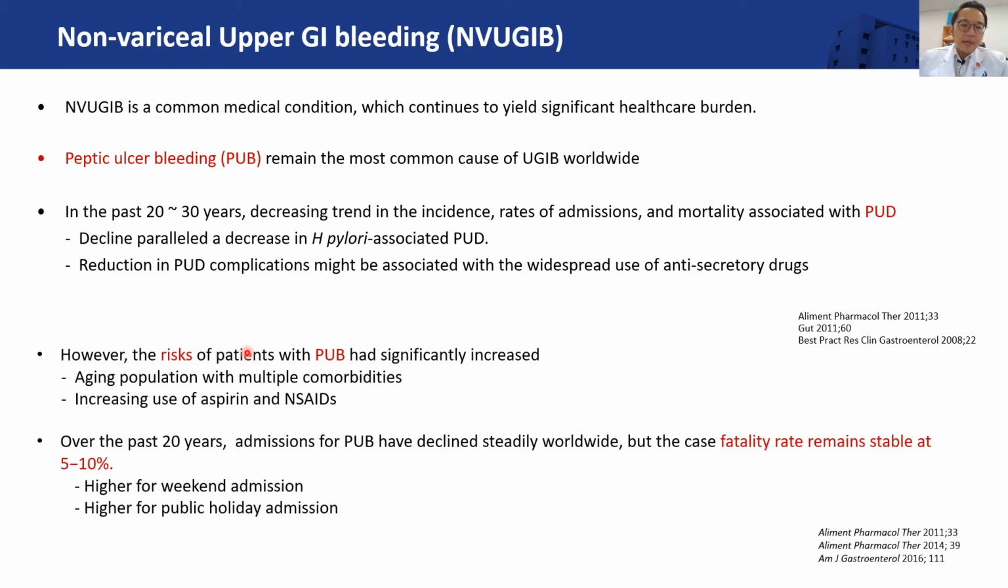However, the risk in patients with peptic ulcer bleeding has significantly increased because of the aging population with multiple comorbidities and the increasing use of aspirin and NSAIDs. Over the past 20 years, admissions for peptic ulcer bleeding have declined steadily worldwide, but the case fatality rate remains stable at 5 to 10%. But there's still caution for higher weekend admission or higher public holiday admission.